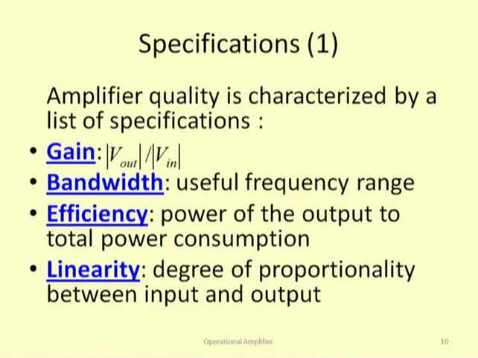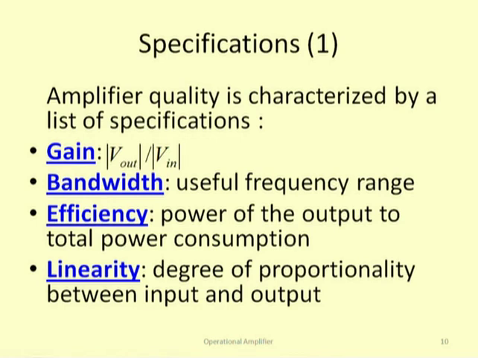For example, the first specification of the amplifier could be the gain. Gain is nothing but the ratio of the amplitude of the output quantity to the amplitude of the input quantity. Here in this presentation, the gain is written as the magnitude of V out by V in. It is written for the voltage amplifier. But if it is a current amplifier, then the output quantity will be current and the input quantity will be current. Then in that case, the gain is the magnitude of the output current to the magnitude of the input current.